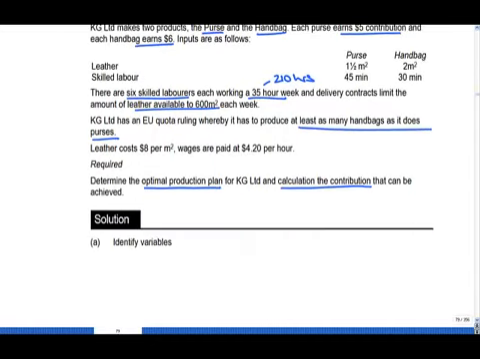Okay, so first step then is to identify our variables, and remember those are your products. So all we're going to say here is let P be our number of purses and let H be our number of handbags.